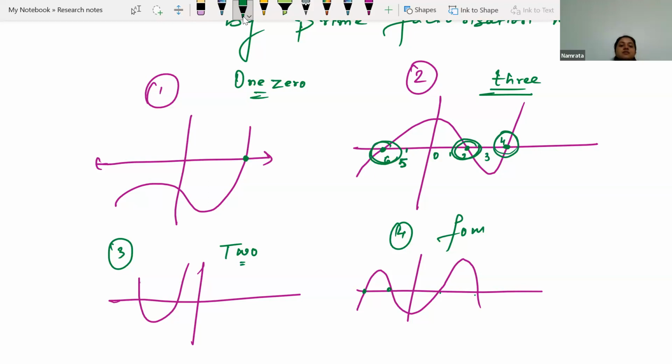Since nothing is given here and it's just asking to find the number of zeros, we can say the graph is touching the x-axis at 2 points, so 2 zeros are there. The graph is touching the x-axis at 4 points, so 4 zeros are there.